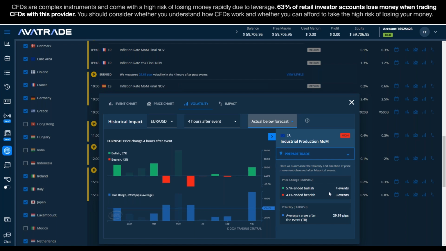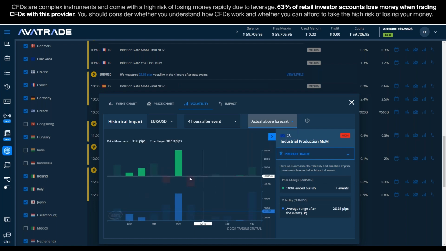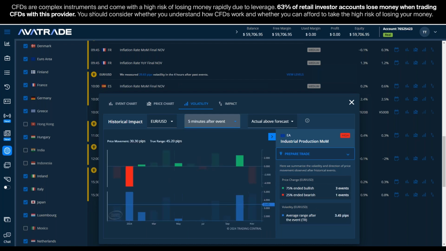If this comes in below forecast, not so interested in this case because the statistics are close to 50-50, but if it comes in above forecast, I'm looking to find an entry point to maybe buy on this. And in the first 5 minutes, we can see one of them even went down. Okay, and the ones that went up, look how small the range movement was. Overall range movement, a little less than 3.5 pips.